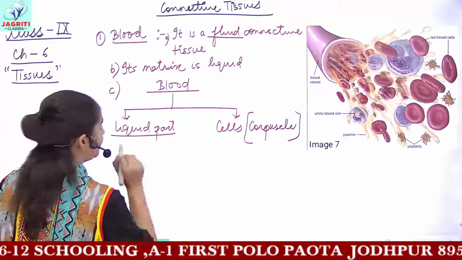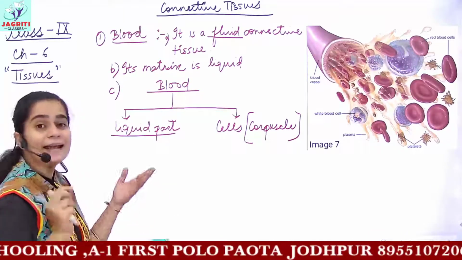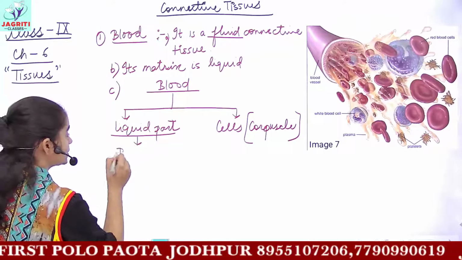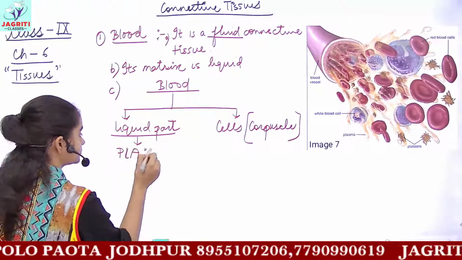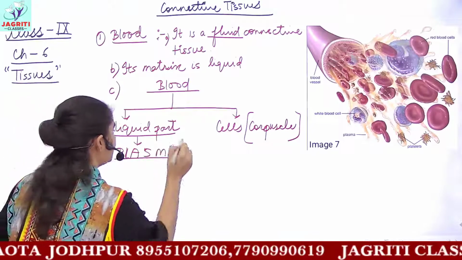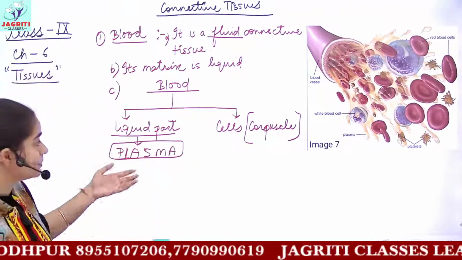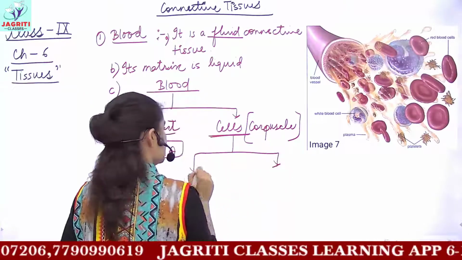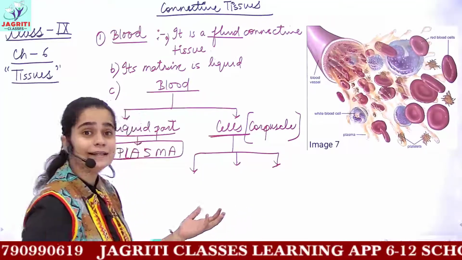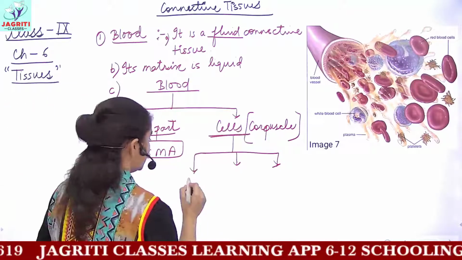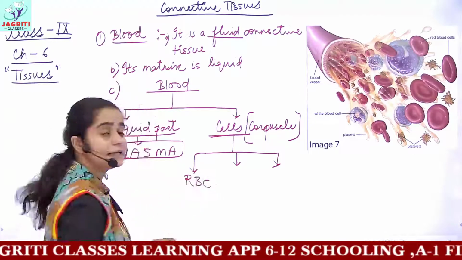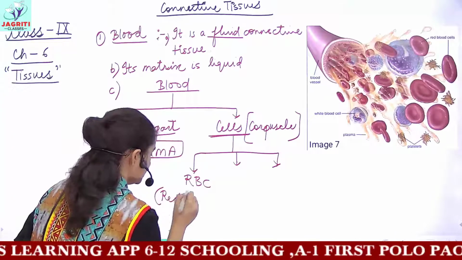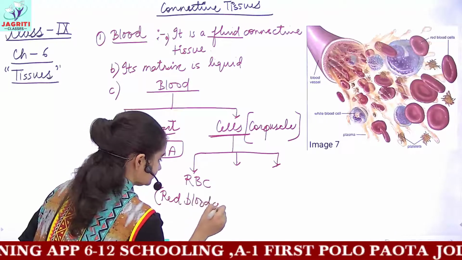Now this liquid part is approximately 80 to 85% of the total blood volume. And this liquid part is called plasma. Okay, the liquid part of blood is referred to as plasma. Whereas we have different kinds of cells in our blood. And all this you have also read in junior classes. So you have three different kinds of cells. First one is your RBC, that is red blood cell. RBCs are called red blood cells.